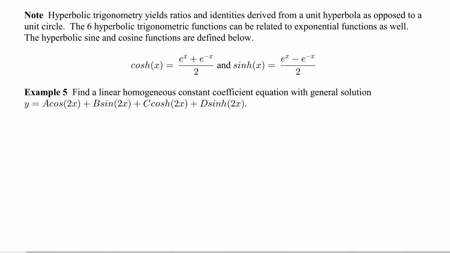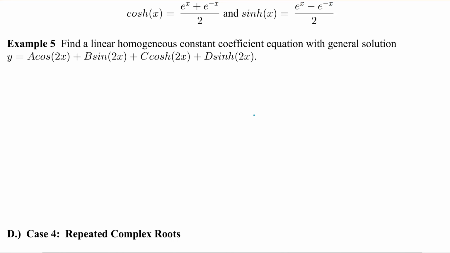So let's try example 5.1. Find a linear, homogeneous, constant coefficient equation with general solution y equals a cosine of 2x plus b sine of 2x plus c times hyperbolic cosine of 2x plus d times hyperbolic sine of 2x. Did you notice that we're working backwards here?